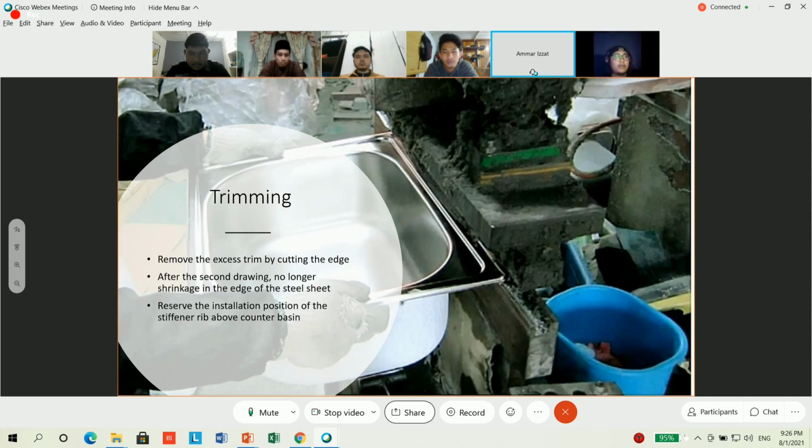For trimming, we remove the excess trim by cutting the edge. After the second drawing, there is no longer shrinkage in the edge of the steel sheet. Reserve the installation position of the steel stiffer rib above counter basin. We pass to the next person.